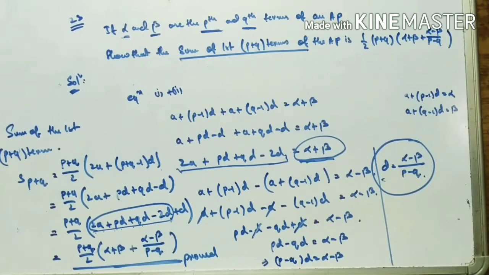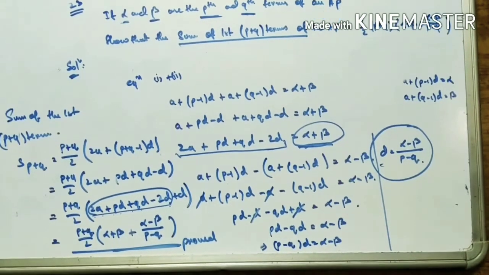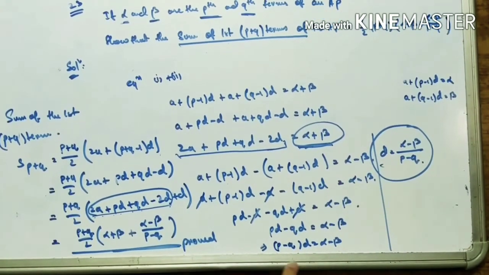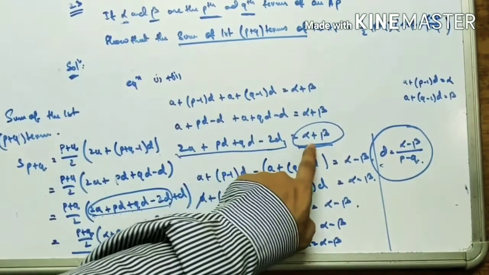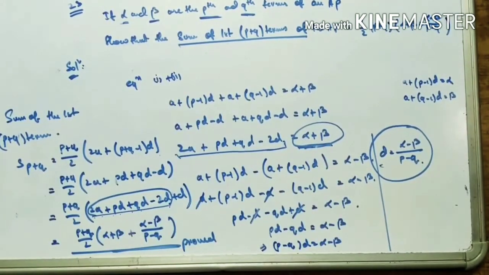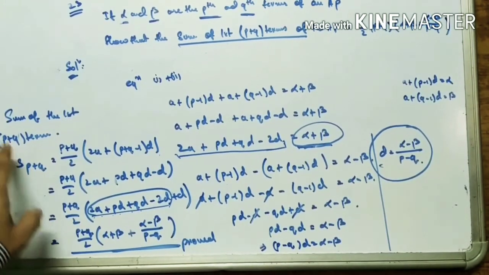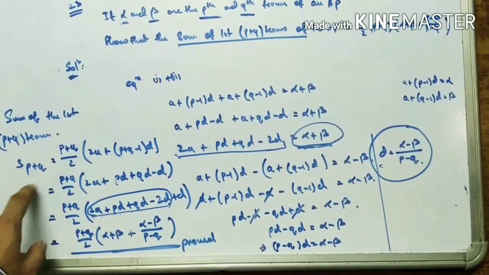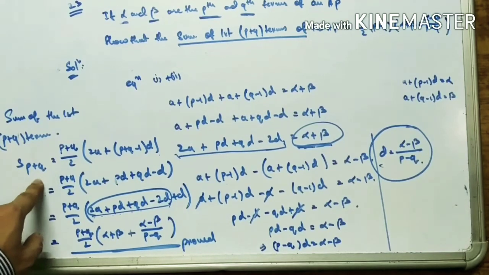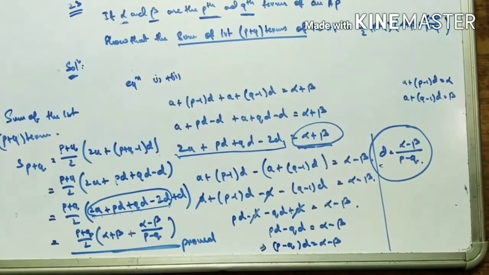So first of all, I will do equation 1 plus 2 and then I will do equation 1 minus 2. When I do equation 1 minus 2, remember, I will find the value of D. And in equation 1 plus 2, I will get the alpha plus beta value. Then I will get S_{P+Q}, the sum of the first P plus Q terms of an AP. It is given by S_{P+Q}, which is equal to (P plus Q) by 2 bracket twice A plus (P plus Q minus 1) into D.